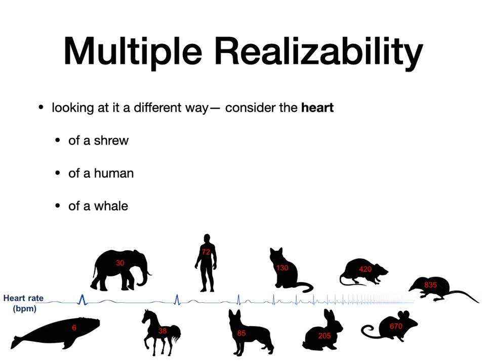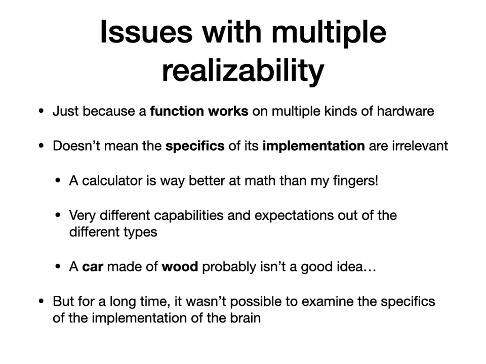So this brings us to the issues that happen if we just assume everything is multiply realizable, and that's just fine. Because just because a function works on multiple kinds of hardware doesn't mean that the specifics of its implementation are going to be irrelevant, right? A calculator is better at math than my fingers. There's very different capabilities and expectations out of these different things. If I'm telling you, hey, multiply 10 digits times 10 digits, doing that on your fingers, that's not great. Doing it on a calculator, yeah, that's fine.